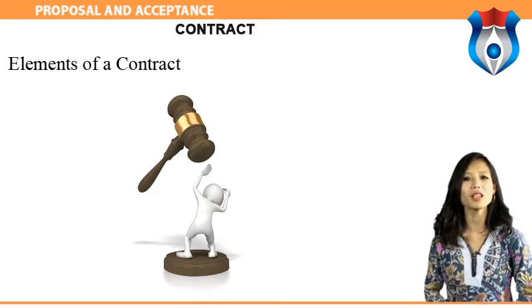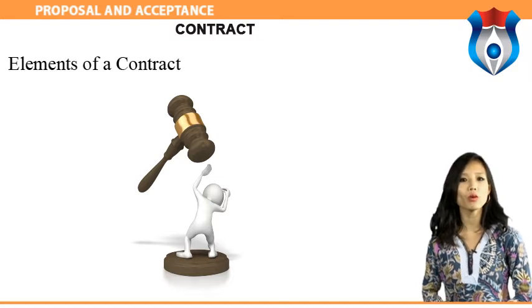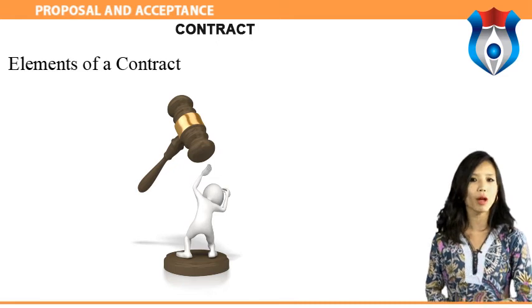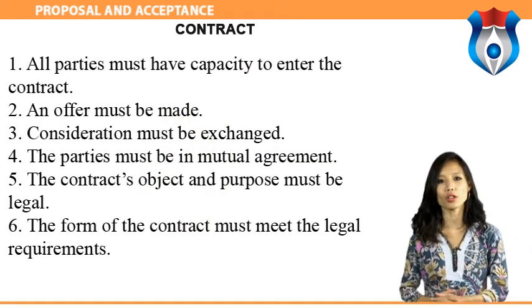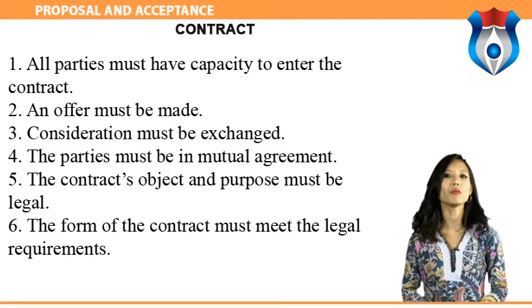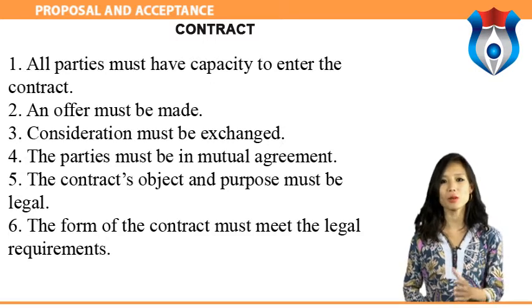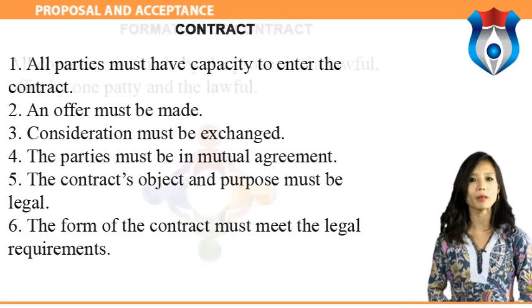The following are 6 elements that are to be held to determine whether or not the basic components are present and meet legal criteria for a valid contract. Number 1, all parties must have capacity to enter the contract. Number 2, an offer must be made. Number 3, consideration must be exchanged. Number 4, the parties must be in mutual agreement. Number 5, the contract's object and purpose must be legal. And number 6, the form of the contract must meet the legal requirements.